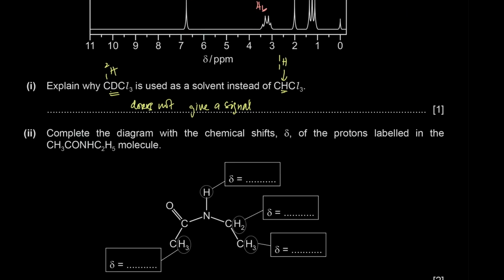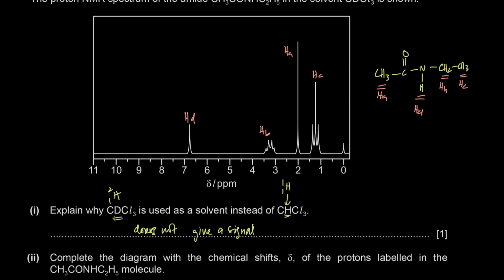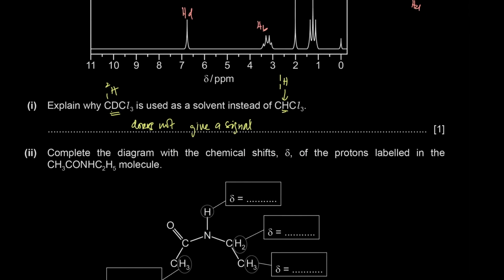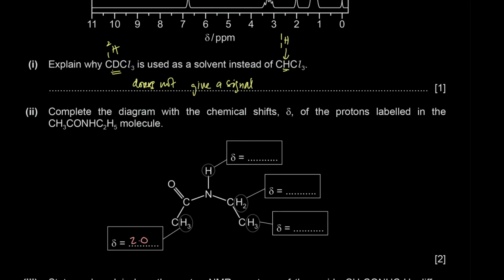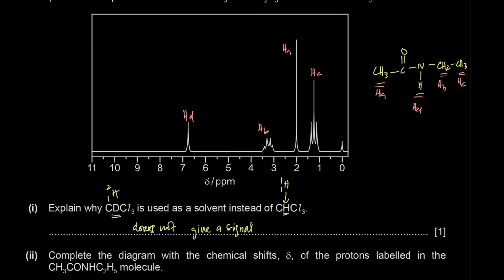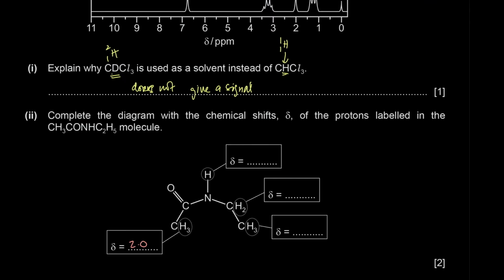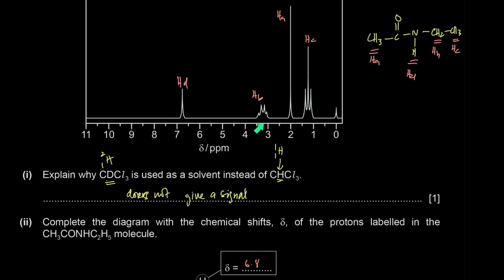So what we have over here, if you look at the values, is the CH3 next to the C double bond O at around 2 parts per million. Then the NH peak over here is around 6.8 parts per million. This is an estimate. There's a broad range that they'll accept, between 6.5 and 7. The CH2 proton that we have is around 3.3.